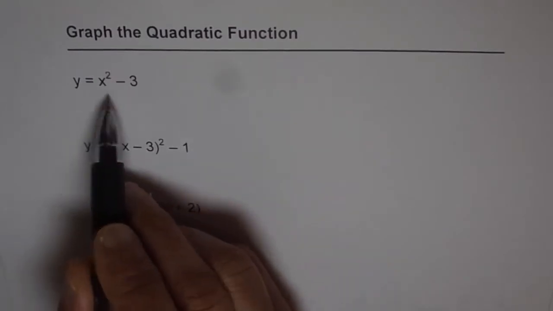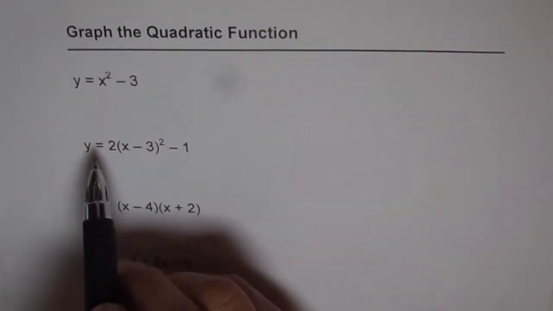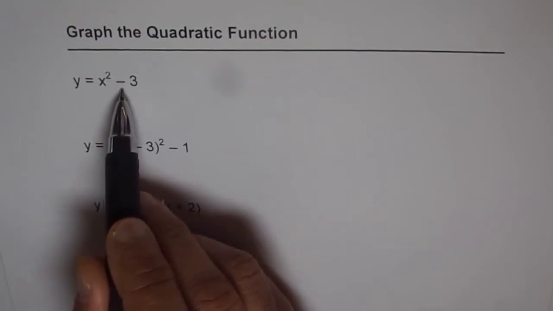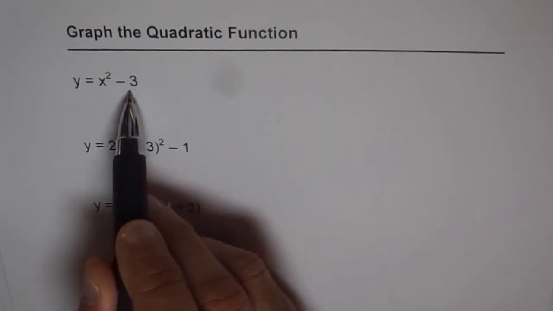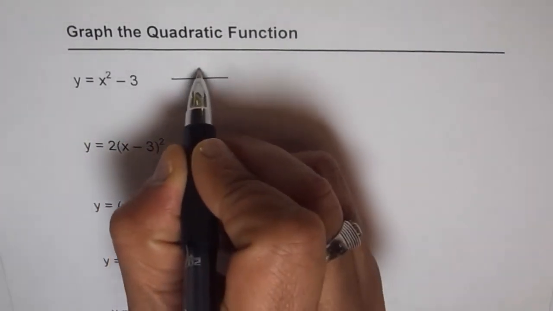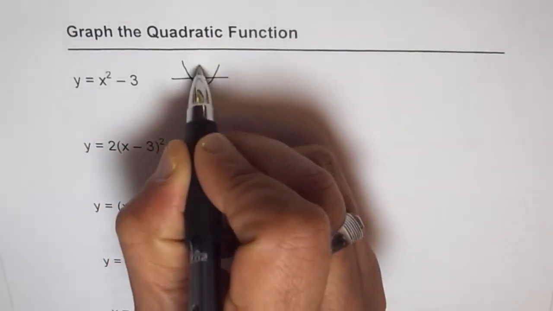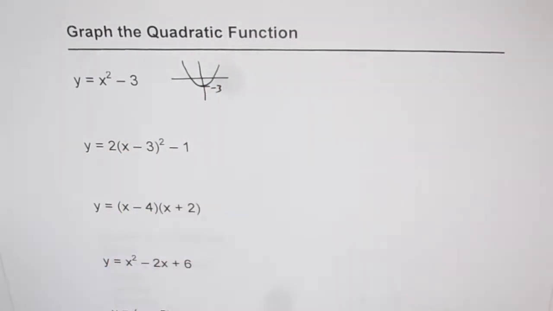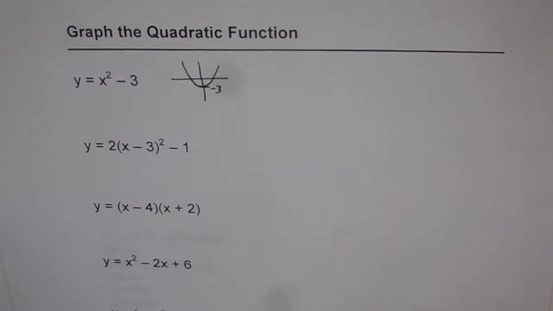Now when you have a function like y equals x squared minus 3, it's a good idea to draw the graph for x squared and then shift it 3 units down. That is the best way to draw these kinds of graphs. So the graph should look something like this, right? This point is minus 3, correct? So you draw your y equals x squared and shift it 3 units down.